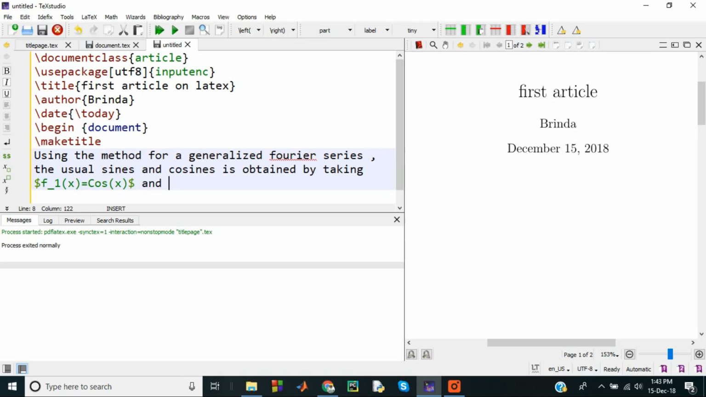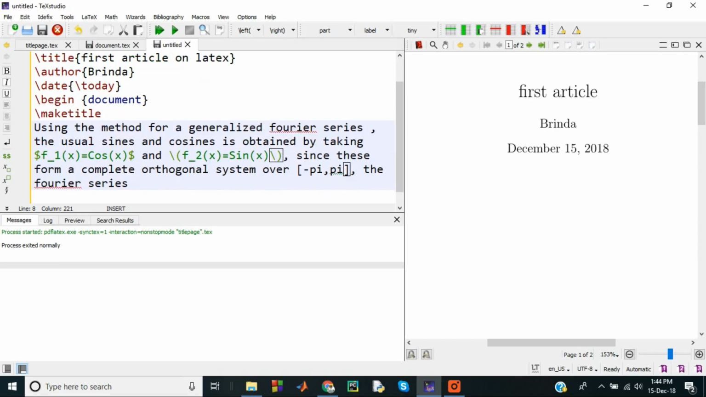Or you can also use parentheses. Another way to display inline is to use begin math function.